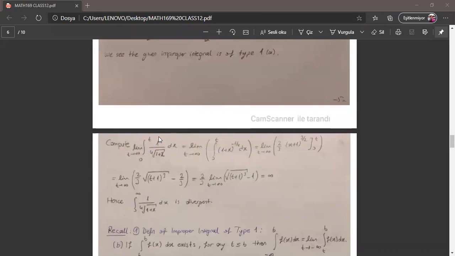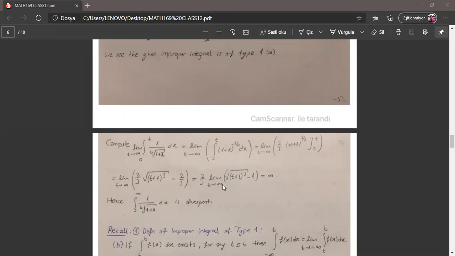So what do we have? First, we need to integrate it with these boundaries 0 and t. Here we have the integral, and we integrate it and we get this one, and we evaluate it and get that. Now 2 over 3 is a constant, it doesn't depend on t, so we write it outside of the limit. And we have this then.